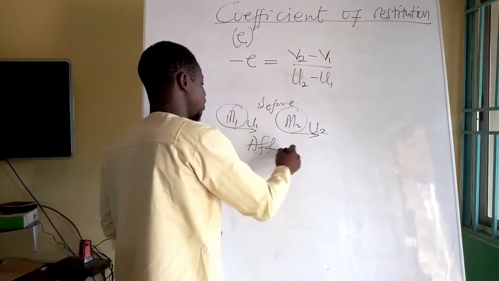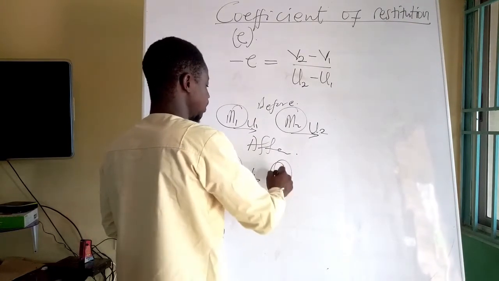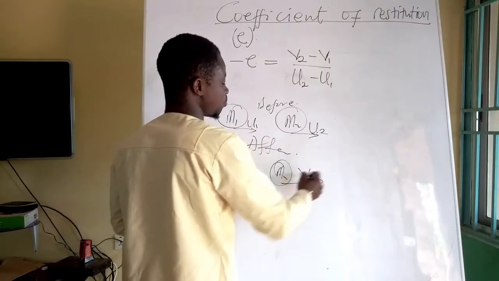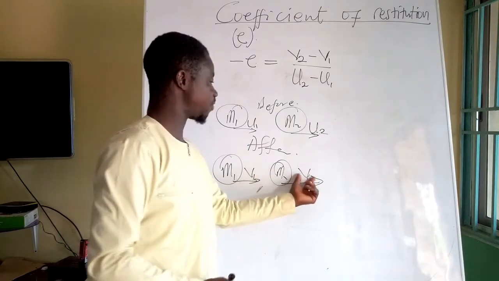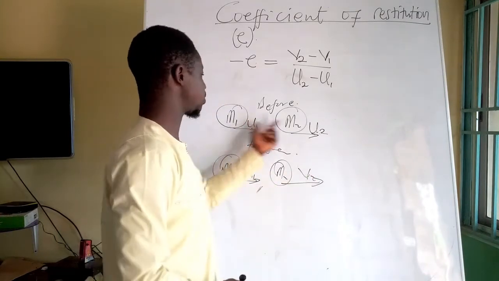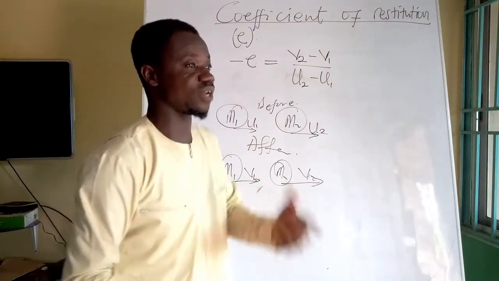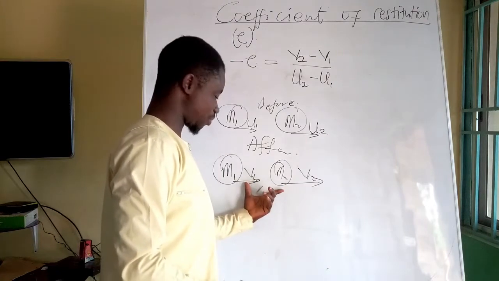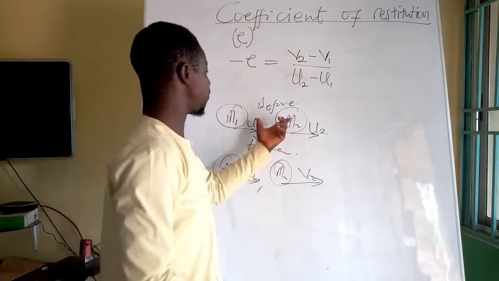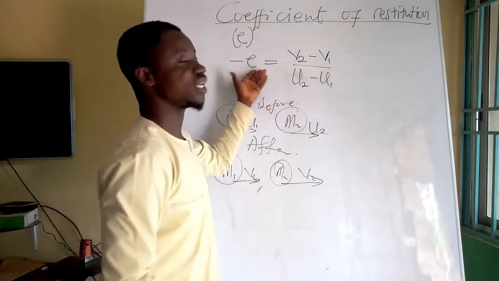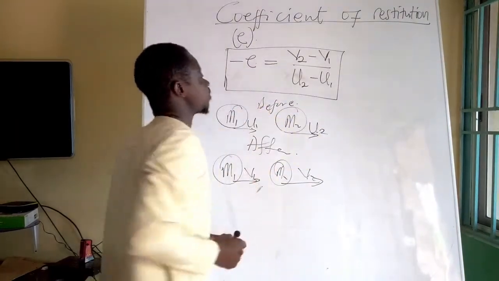Now, after collision, we get M1 going with V1, and M2 going with V2. After collision, they will have velocities V1 and V2. Before collision, they have velocities U1 and U2. So the ratio of the difference in velocities after collision to the difference in velocities before collision is what gives us the coefficient of restitution. So this is the definition for coefficient of restitution.